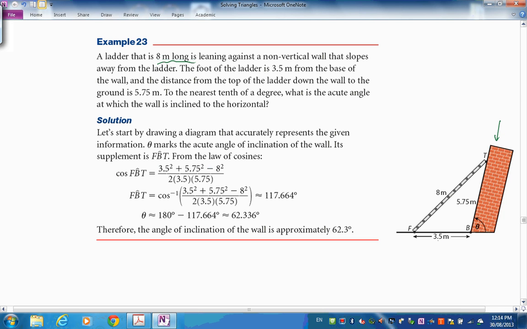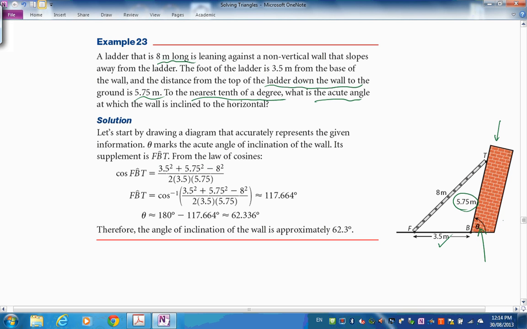The ladder is 3.5 metres from the base, and the distance of the ladder down the wall is 5.75. So they've really made it difficult for us because we don't have a 90-degree triangle here. Find to the nearest tenth of a degree the acute angle of the wall to the horizontal. That's that one in there. How much is the wall slanting?